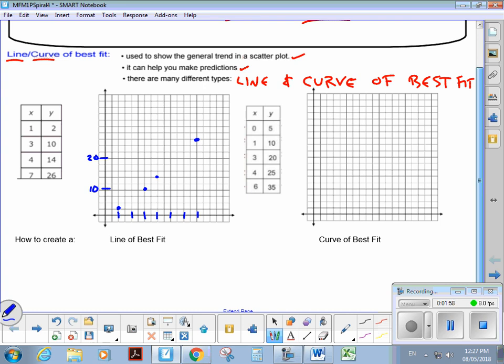So what would happen is you would basically take a ruler. I'm going to use a line here. You take a ruler and you make a decision. Do these points pass through or pretty close to the line itself? If I play with the ruler a little bit, you know what, it looks pretty good. So a line of best fit is what I would use here.